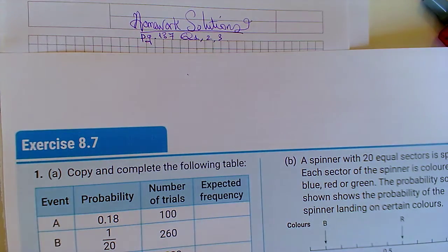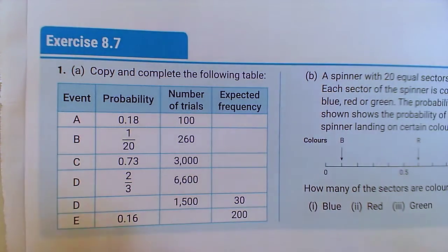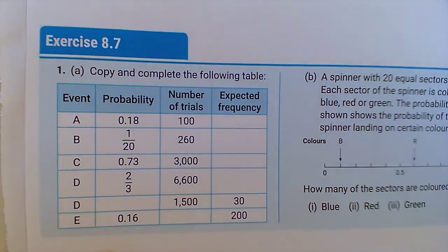Now, good morning. I'm going to go through the homework solutions that you had for work on Thursday. And you had questions 1, 2, and 3 on page 137. So I'm going to look at question 1. You're asked to copy this table into your homework copies and then complete it.